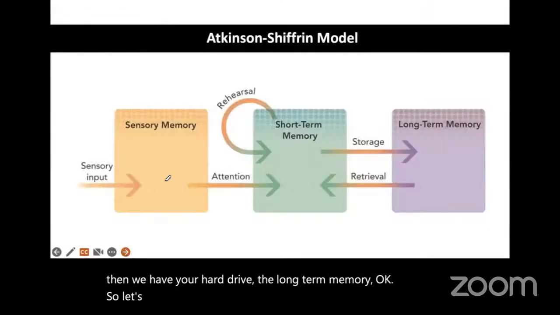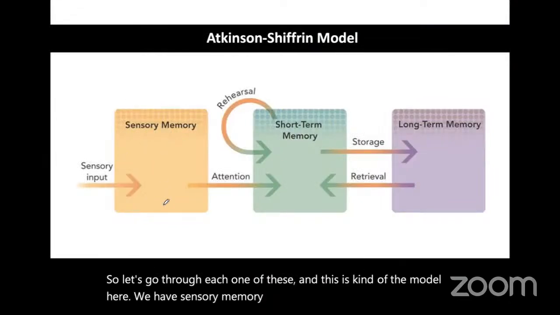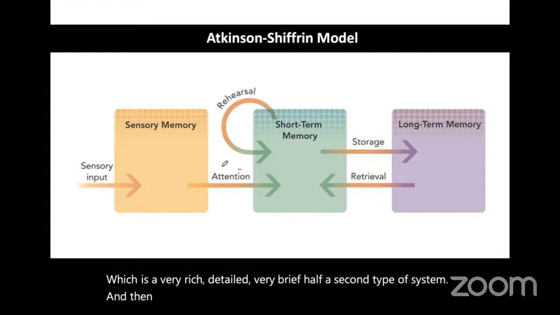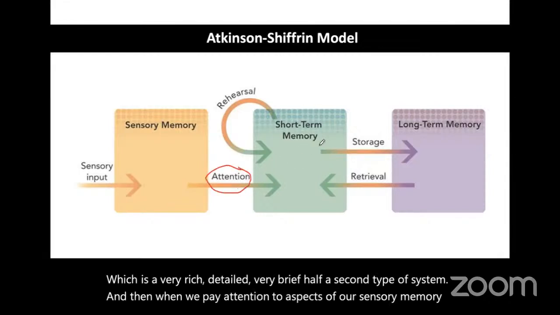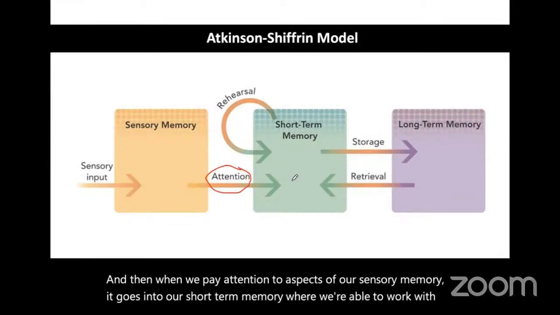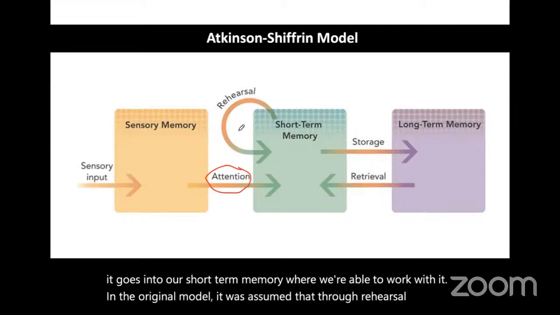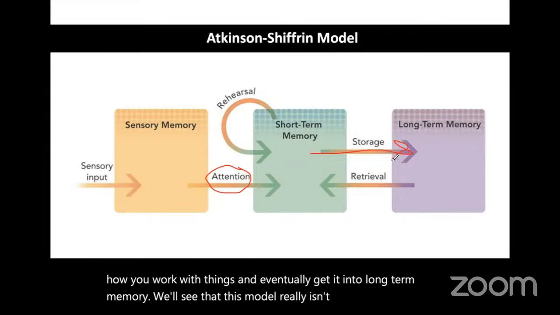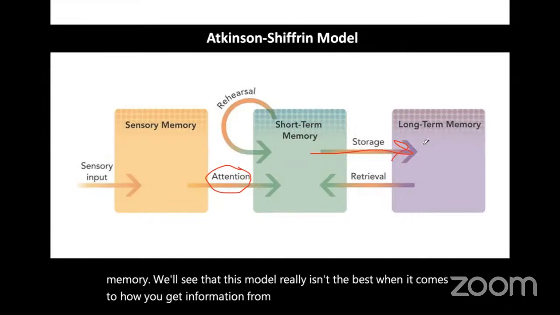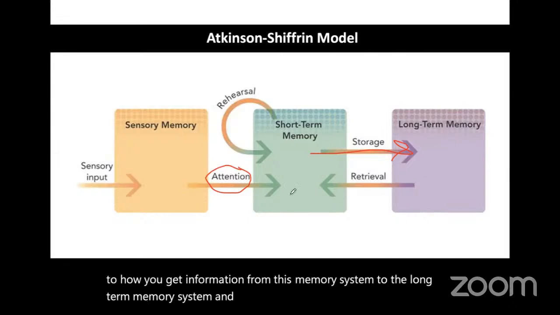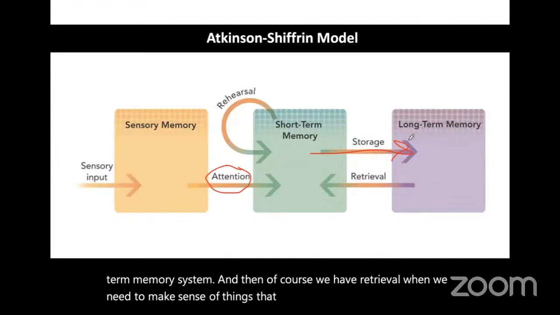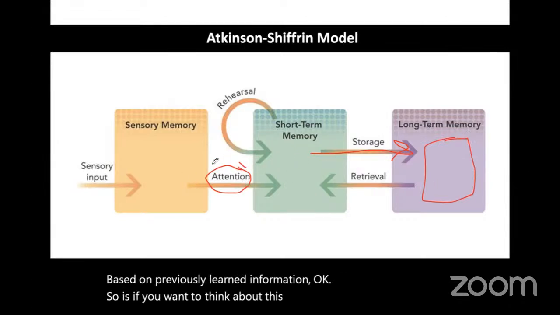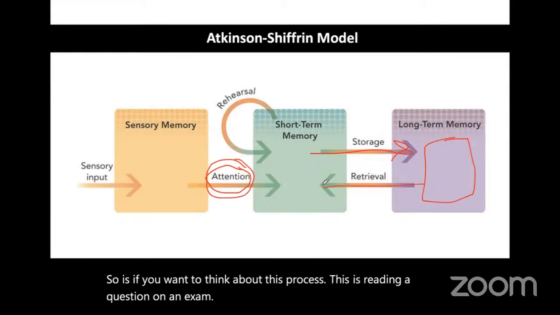So let's go through each one of these, and this is kind of the model. Here we have sensory memory, which is a very rich, detailed, very brief, half a second type of system. And then when we pay attention to aspects of our sensory memory, it goes into our short-term memory where we're able to work with it. In the original model, it was assumed that through rehearsal, this is how you work with things and eventually get it into long-term memory. We'll see that this model really isn't the best when it comes to how you get information from this memory system to the long-term memory system. And then, of course, we have retrieval, when we need to make sense of things that we're attending to based on previously learned information, okay? So if you want to think about this process, this is reading a question on an exam and recalling what the appropriate answer would be.